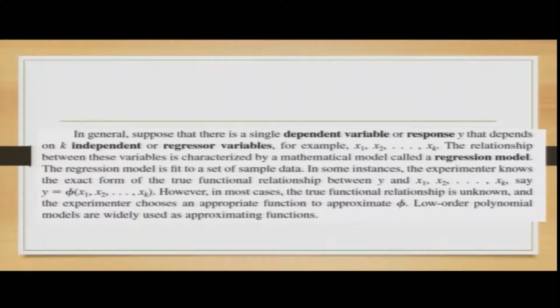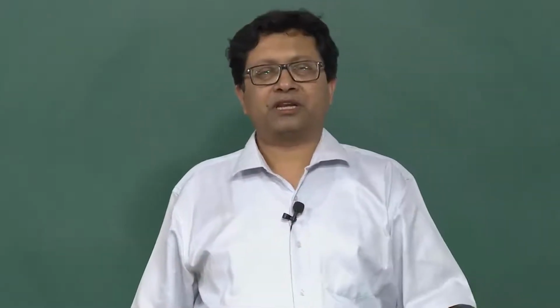However, in most cases the true functional relationship is unknown, and the experimenter chooses an appropriate function to approximate the functional value phi. So, low order polynomial models are usually utilized to find out the best fit. So, now we are slowly expanding our discussion away from the realm of multiple linear regression.